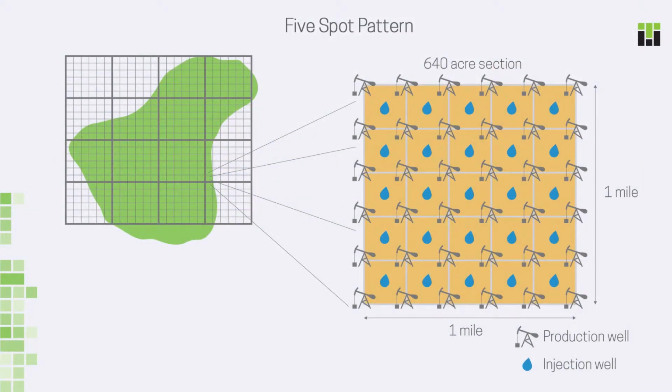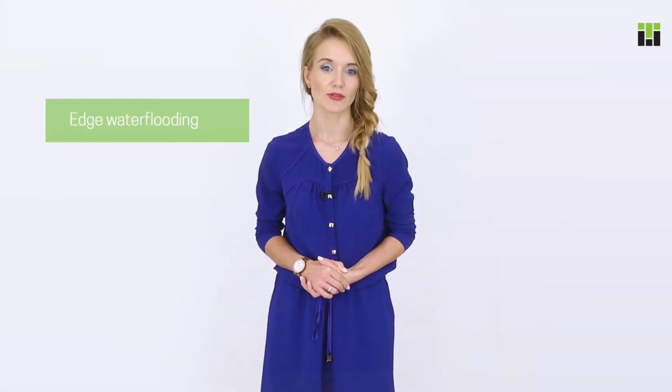For uniform fluid recovery, we need to keep a certain distance between wells. This distance is called well spacing. Well spacing is selected based on field geology, and the arrangement of well bottom holes determines the well pattern. But first, edge water flooding.